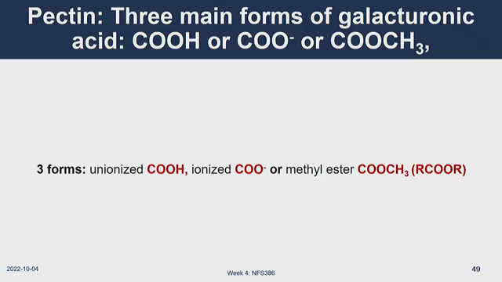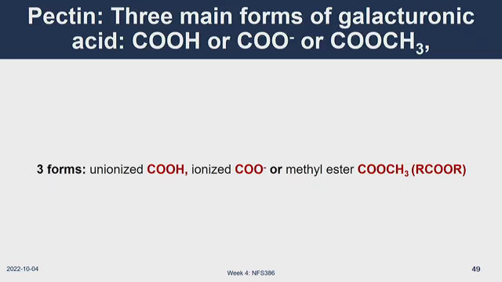So pectin, this galacturonic acid, is present in three forms: in a non-ionized form, COOH; in an ionized form, where the H plus is removed and we end up with COO minus; or as a methyl ester. A methyl ester is COOCH3, and a methyl ester, as we all know, has a structure of RCOOR.